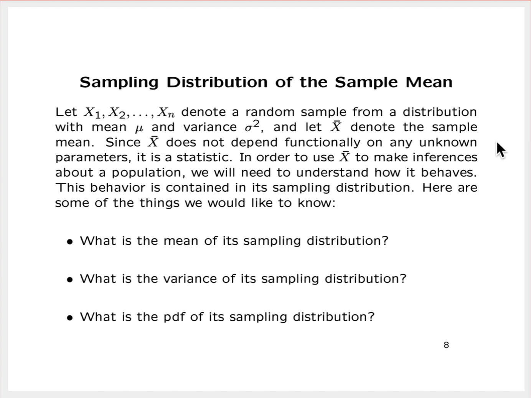Here are some of the things we would like to know. What is the mean of the sampling distribution of x bar? In other words, what is the mean of the sampling distribution of the sample mean? What is the variance of the sampling distribution of the sample mean? Can we find the PDF of the sampling distribution of the sample mean?